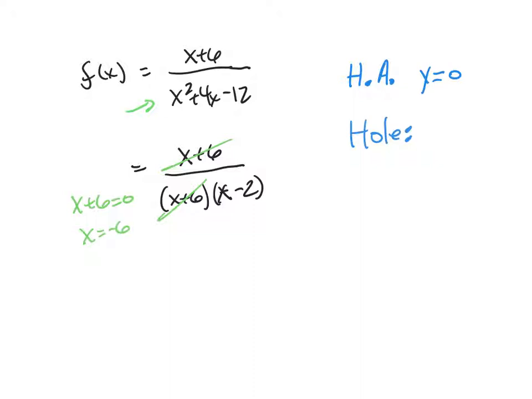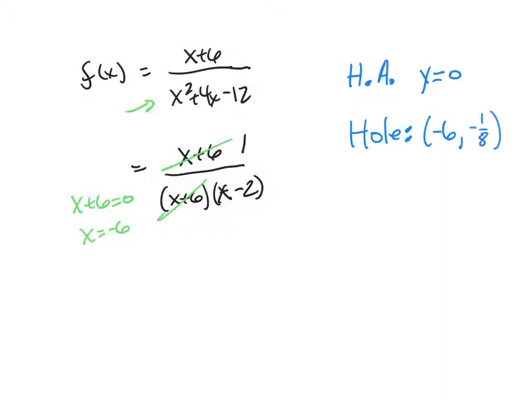Now, that's the x-coordinate. We probably should indicate the y-coordinate of that function, and that happens when you plug negative 6 into the reduced function. When we cancel this out, remember there's a 1 there. So that hole is going to be located at negative 6, and the y-coordinate happens to be 1 over negative 6 minus 2, which is negative 8. So this is negative 1/8 for the y-coordinate.